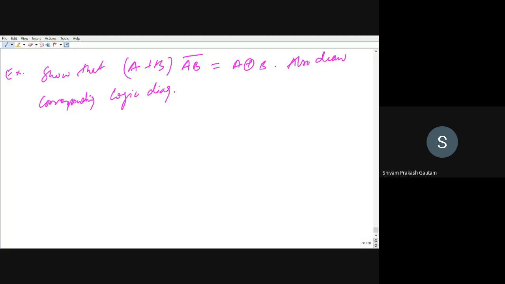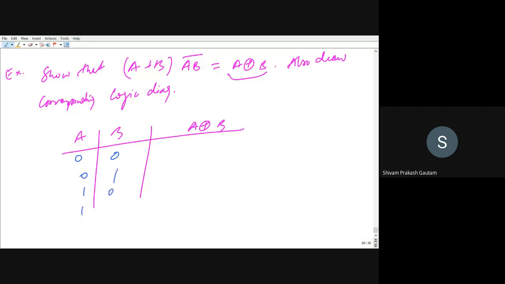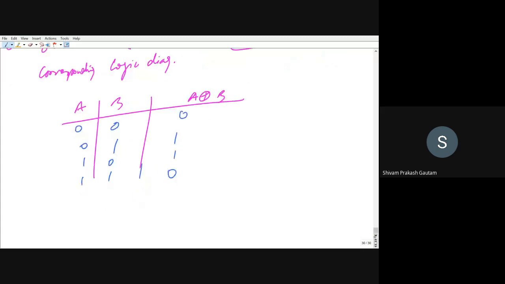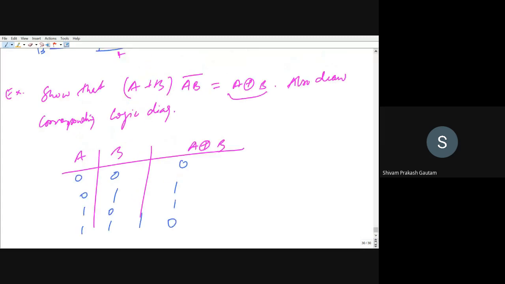So first I will write A XOR B. I will write A, B, and A XOR B, and make the truth table. So 0 0, 0 1, 1 0, 1 1, and the output 0 1 1 0. This is the truth table of A XOR B. Similarly, now I will be drawing the truth table for this expression, and if the outputs are the same, then we will say that both of these are the same, right?